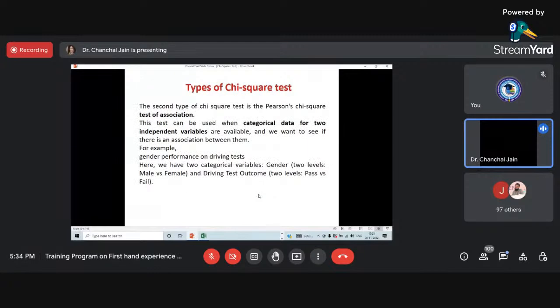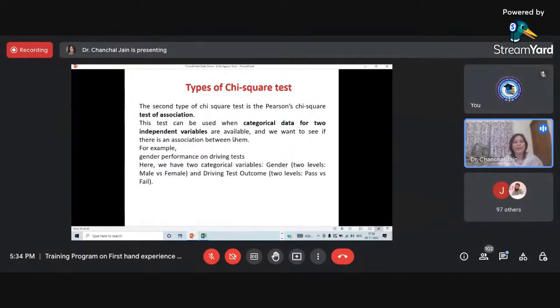Now talking about the second type of chi-square test. The second type is the two sample chi-square test. It is also known as test of association. Maybe you have heard about the chi-square independent test of association in your research journey. This test can be used when categorical data for two independent variables are available, and we want to see if there is any association between them or not.